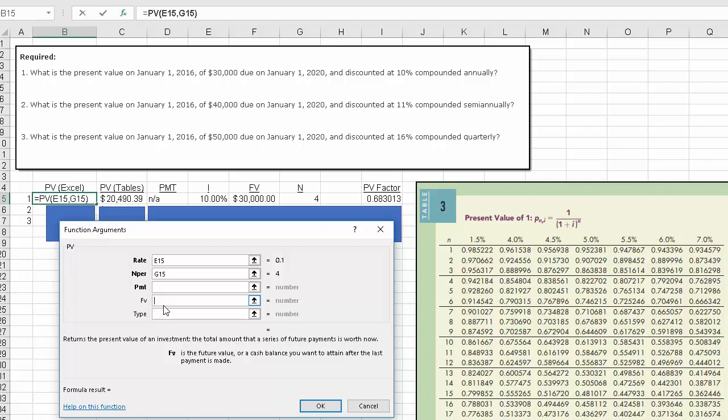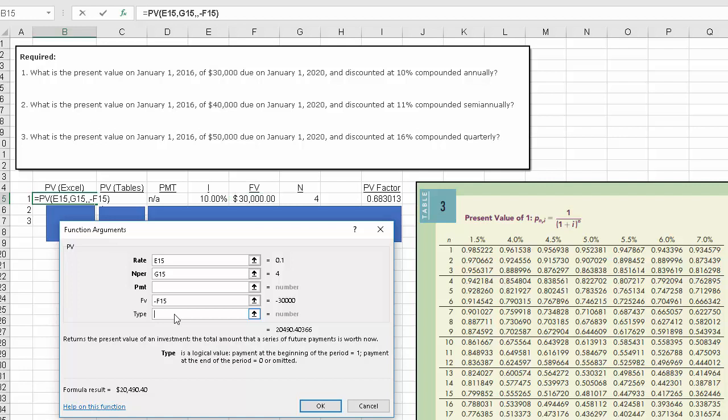The future value. Well, the future value is 30,000, but you need to remember that a calculator in Excel treats cash outflows as negative and cash inflows as positive. So if we want this answer to come back as a positive, we have to say, what are we giving up to get that present value? Where we're giving up 30,000 in the future. So I'll enter that as a negative. Now the type just means, does the payment occur at the beginning or the end?